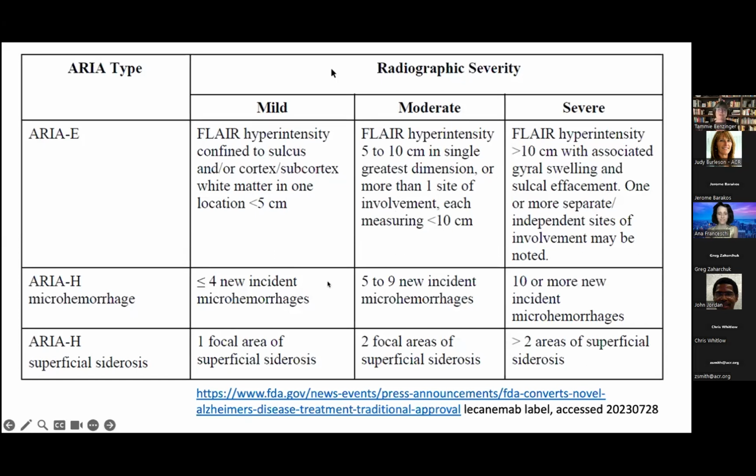ARIA H, this is where it's tricky, right? 4 microhemorrhages is mild, 5 becomes moderate. So counting those microhemorrhages is really hard. And then the siderosis, once you have more than 2 areas of siderosis, you're all the way to severe.